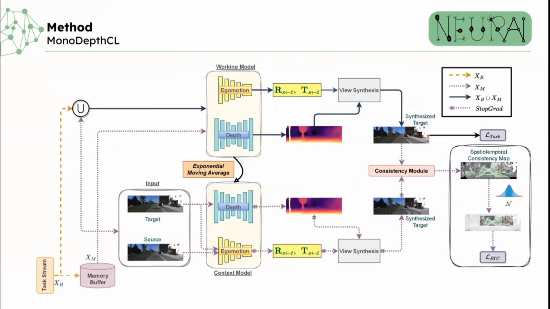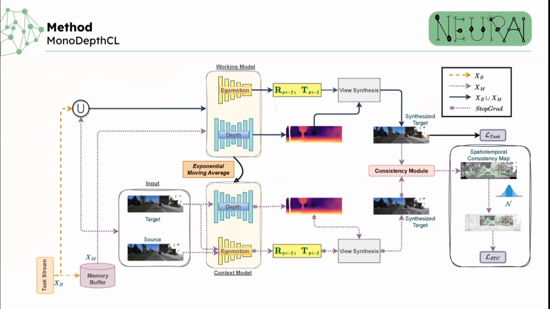Here, we introduced MonoDepthCL, a continual learning approach that is inspired by the complementary learning systems in humans. It postulates that humans learn continually through interactions between complementary systems that are learning at different rates. This includes a fast-working system adapting quickly to new experiences and a slow context system consolidating knowledge from the fast systems. The fast and slow systems help model plasticity and stability in learning, respectively.